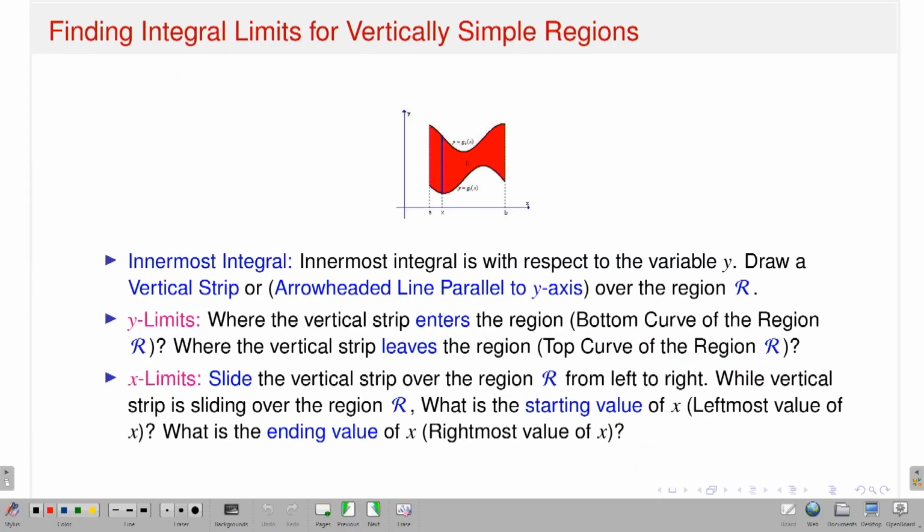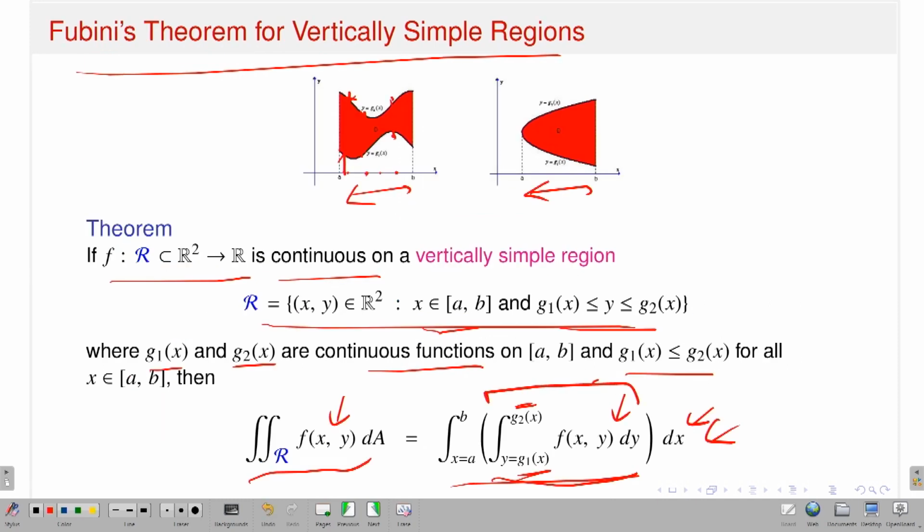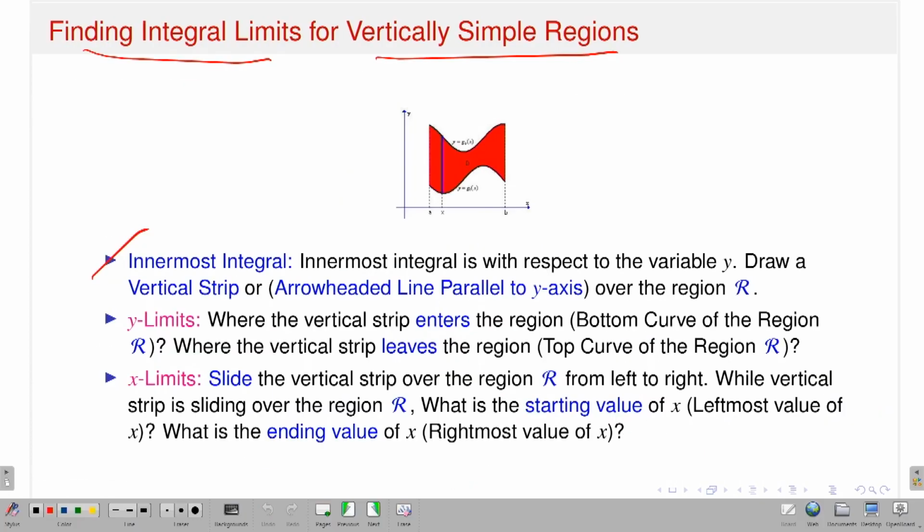Okay, so that is exactly what I have written: finding integral limits for a vertically simple region. What I am saying is that I actually draw a picture. This is the innermost integral, and the innermost integral is with respect to the variable y. So, you have to perform the integral with respect to variable y. Now, what we have to do is draw a vertical strip or arrow-headed line parallel to the y axis. So, this is the line, it is parallel to the y axis, over the region R.